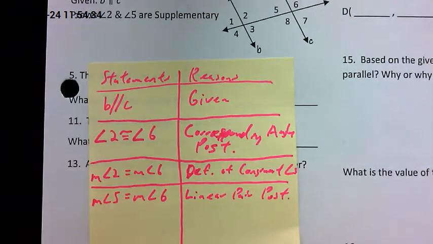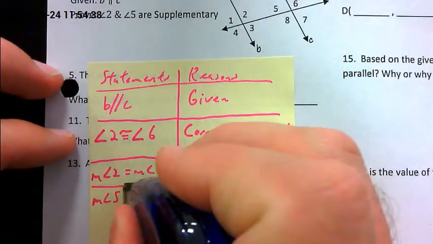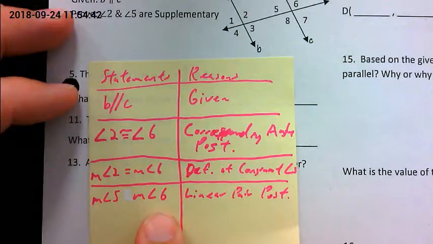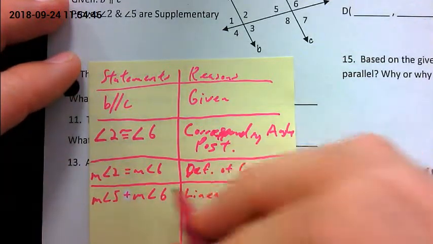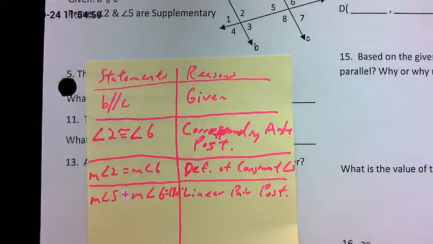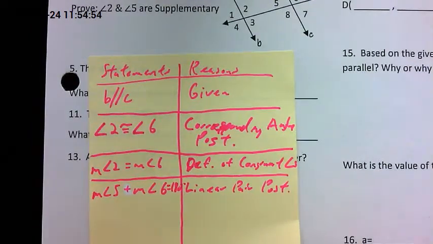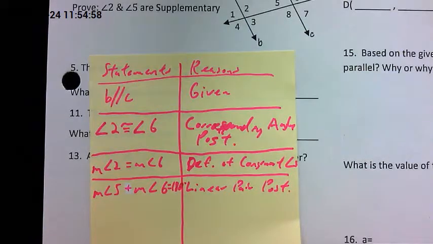Oh, whoops, sorry. I said that wrong. It's not equals. My bad. What should these two angles do? Add up to 180. Sorry about that. Measure of angle 5 plus measure of angle 6 is 180. The linear pair postulate says two angles that form a linear pair must add up to 180, because again, it's forming a straight angle.